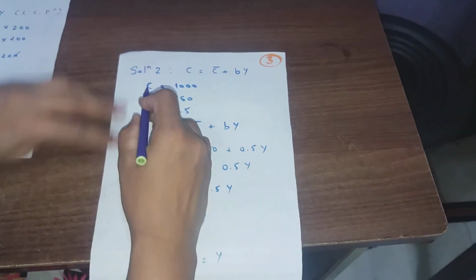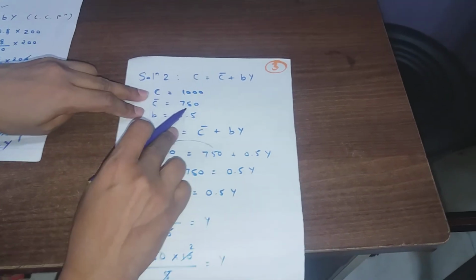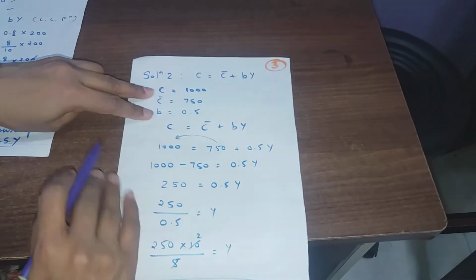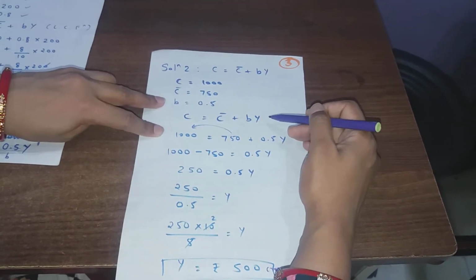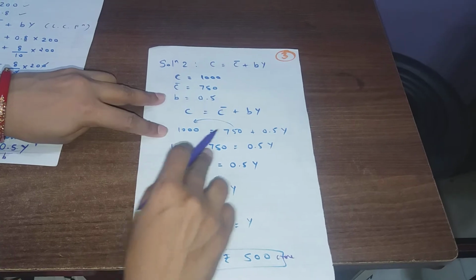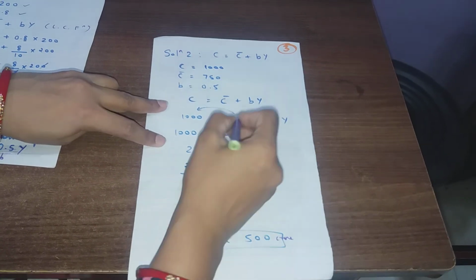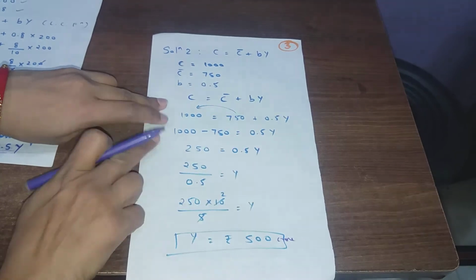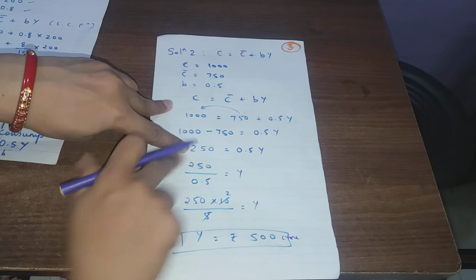It is given this way. C is given to you as 1000. C bar is given to you as 750. B is 0.5. Place all the known values in the equation. 1000 is equal to 750 plus 0.5 Y. Now transpose this 750 and subtract it from 1000. You will get here 250.